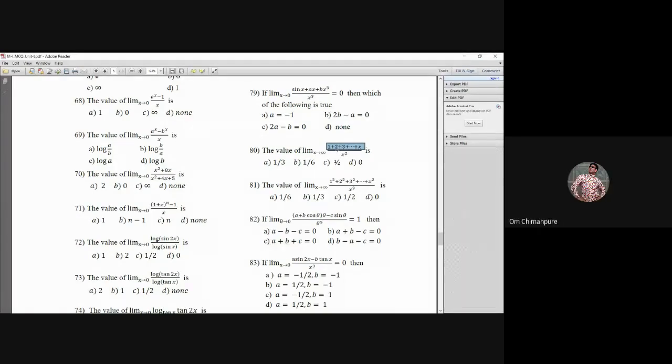And then the numerator degree is 2 as well as the denominator degree is 2. So those x square terms will get cancelled. Coefficient of x square in the numerator is 1, in the denominator it is 2. And therefore the answer is half. Is this clear to everyone what I said just now? Yes, ma'am.